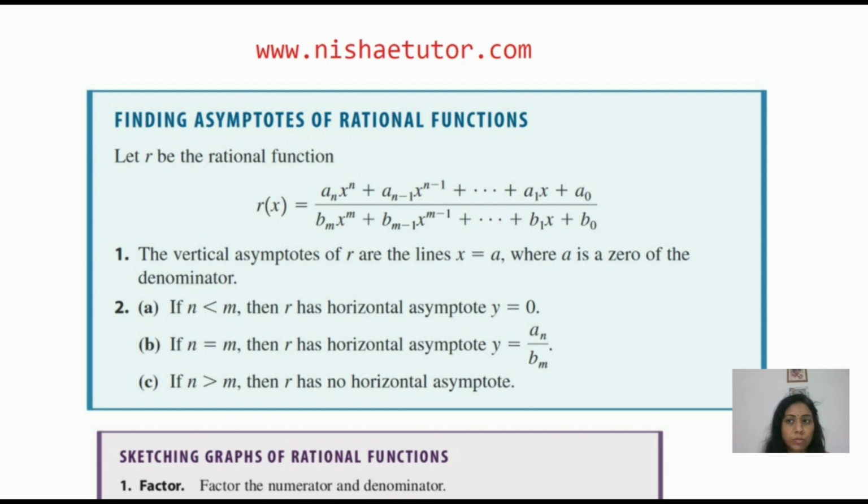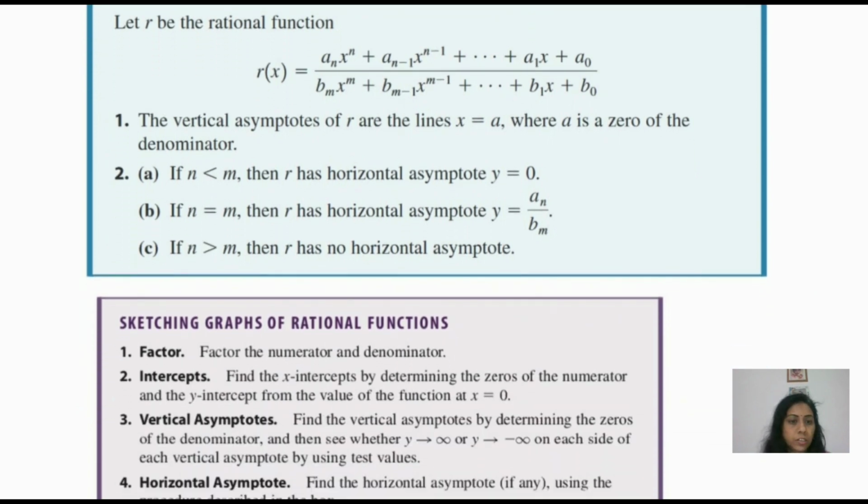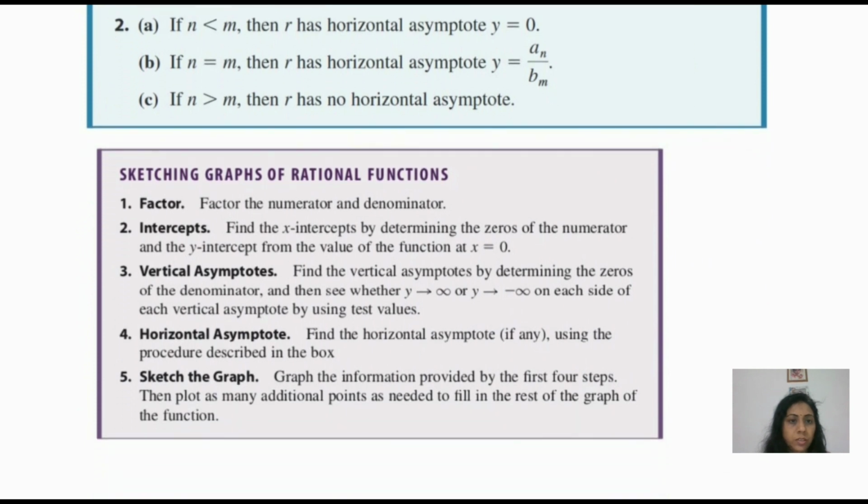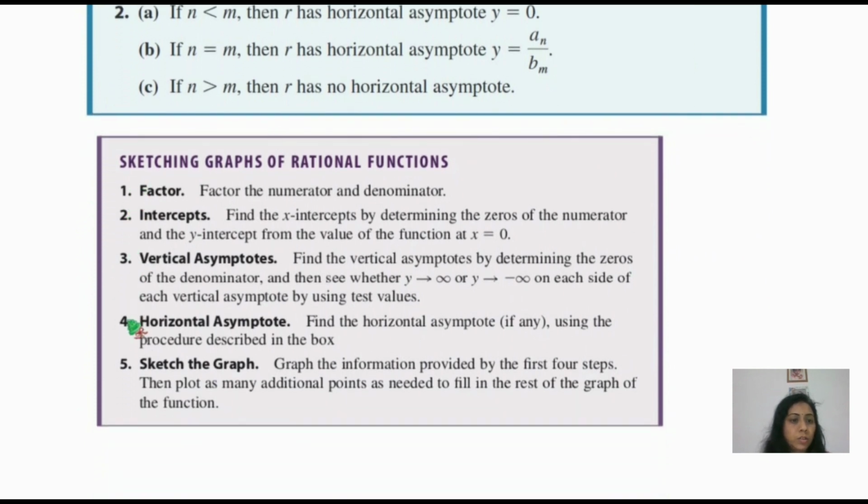In this video, I'm going to show you how to sketch the graph of rational functions. And for this, we follow these steps. First, factor the numerator and denominator, then find the intercepts, x-intercepts and y-intercepts. For finding x-intercepts, you can determine the zeros of the numerator, and for y-intercepts, you can put x equal to 0 in the function.